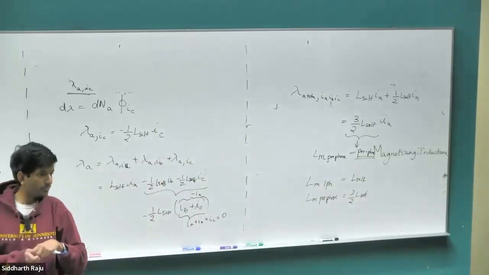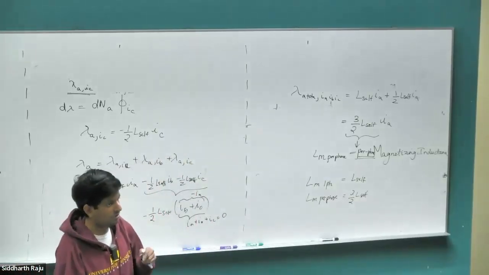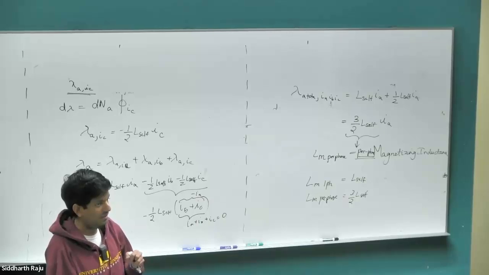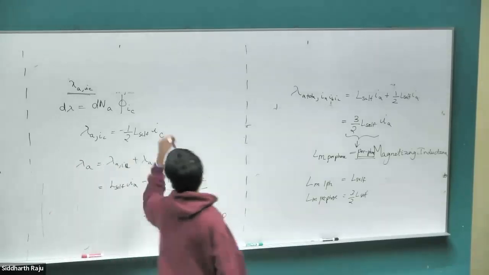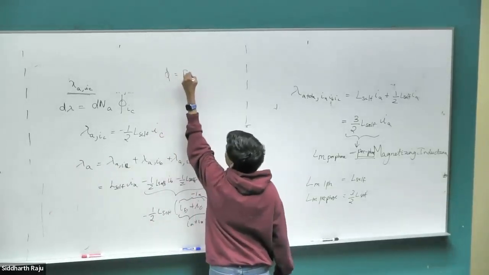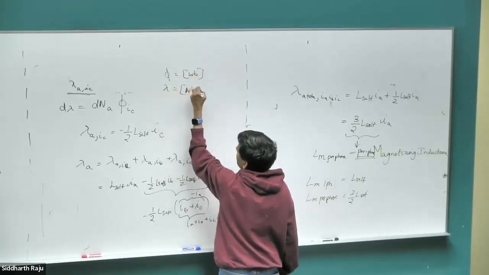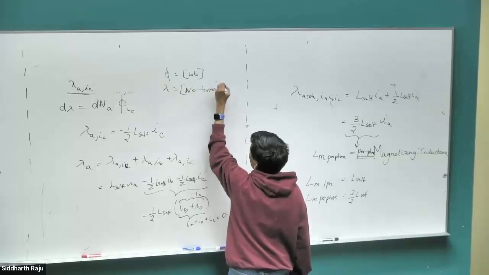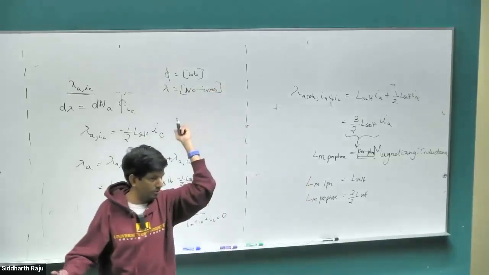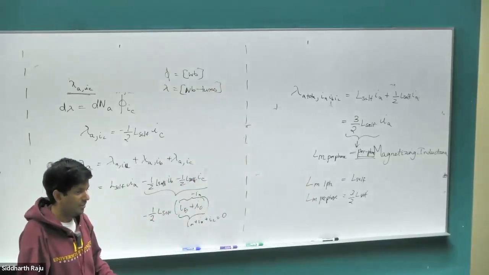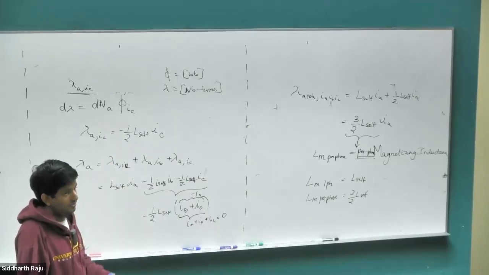I have another question, sorry. Yep, of course. Does lambda have a unit, or is that just a representation of the relationship? It does have a unit. Your flux is in Webers, so your lambda would just be Weber turns. Turns is not an SI unit, so it's like degrees or something. But yeah, it would be Weber turns.